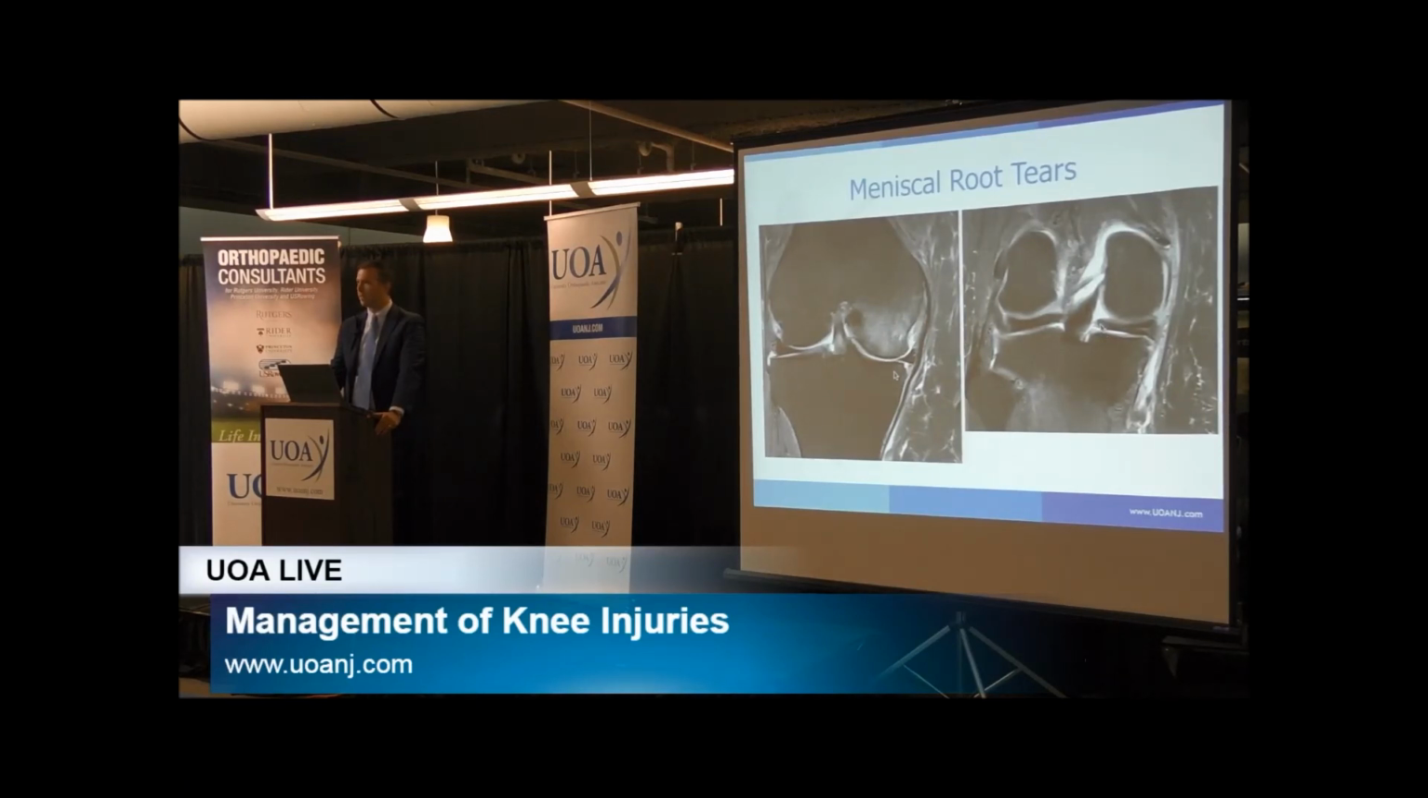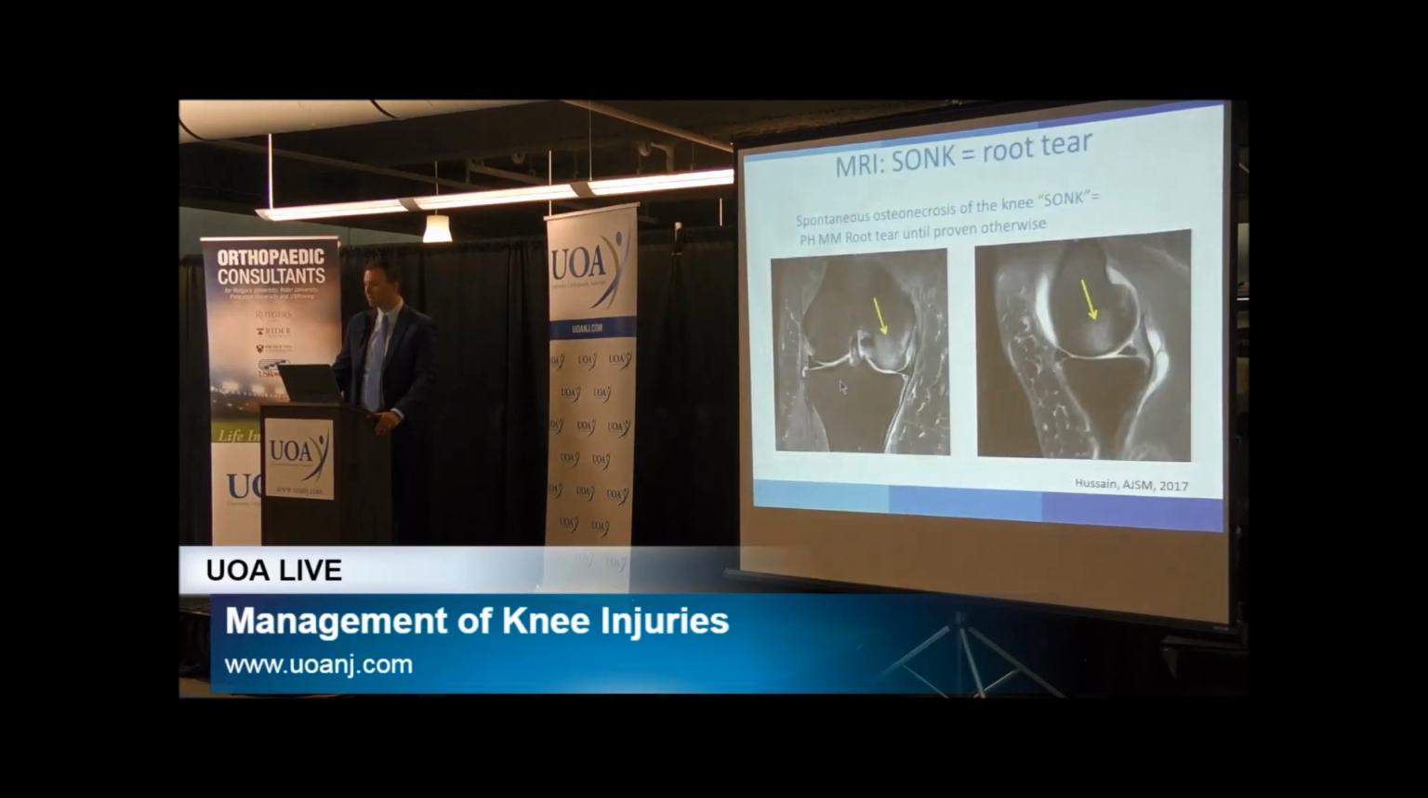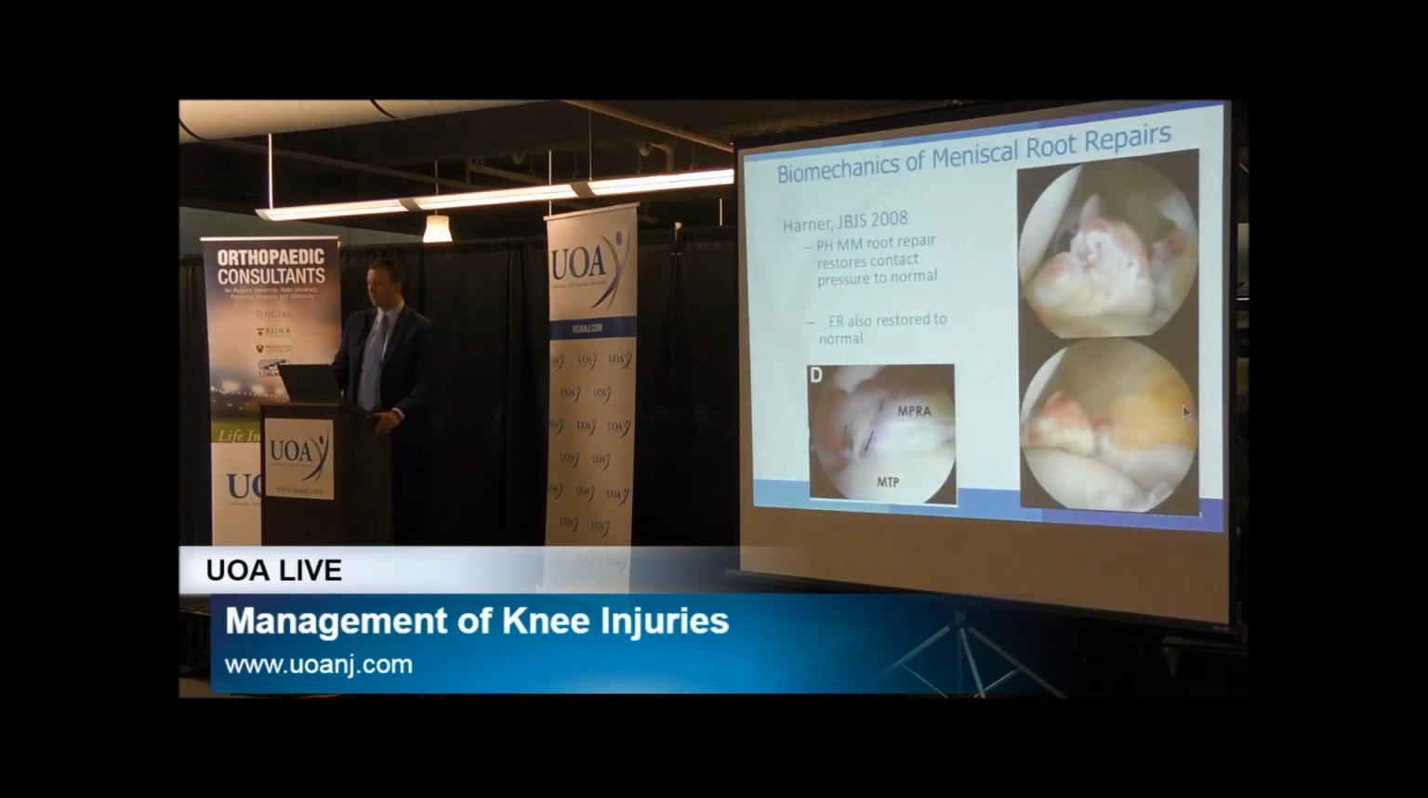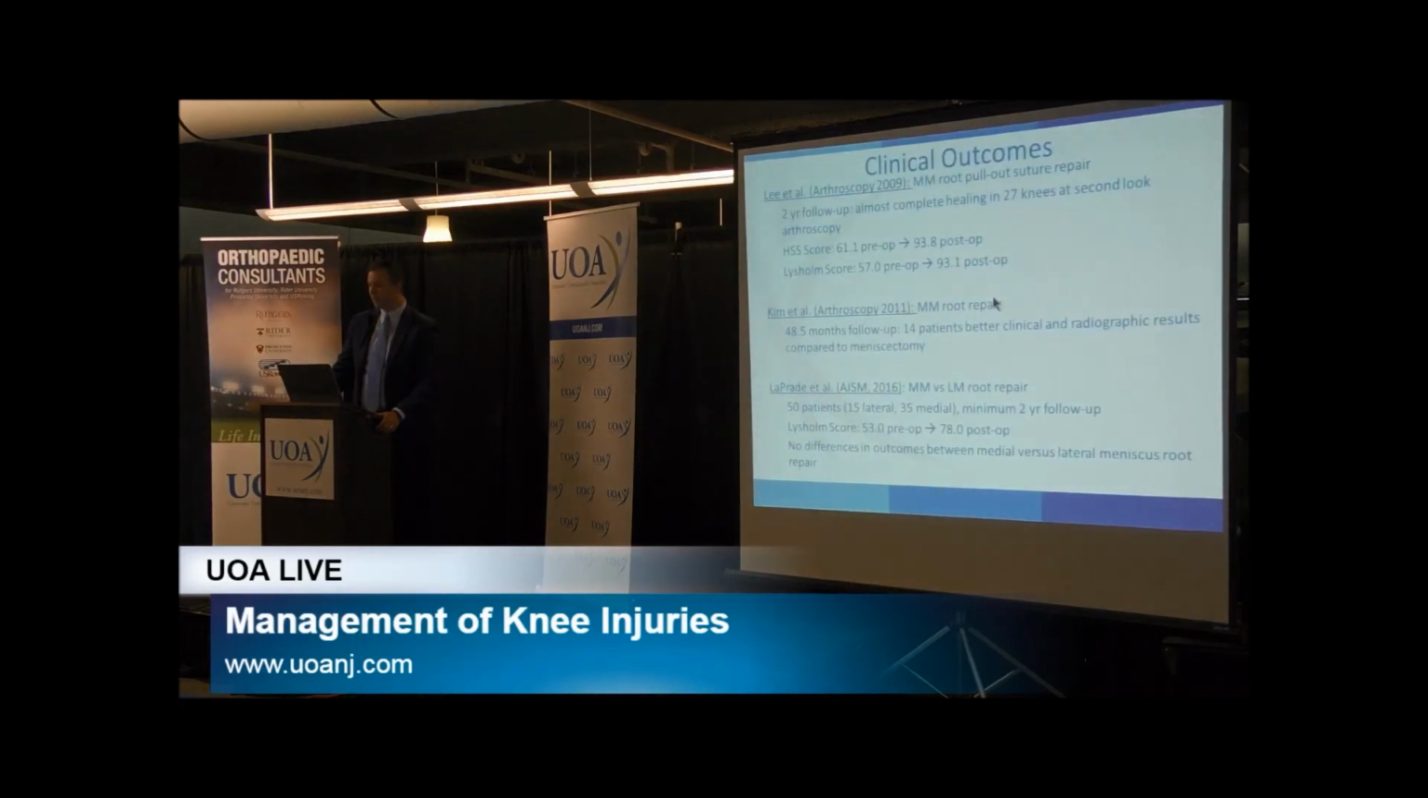This is something that many radiologists are not identifying because they probably weren't trained in this. So we need to be looking for this and ultimately identifying that, because if we catch that early, we can hopefully prevent the rapid progression of arthritis for that joint. Again, we talked about SONC, and that's an important thing to look for that meniscus root tear. Biomechanically, also, Chris Harner has shown that when we repair these, we can restore the contact pressures for that joint back to normal. I'm going to skip a little bit of this.